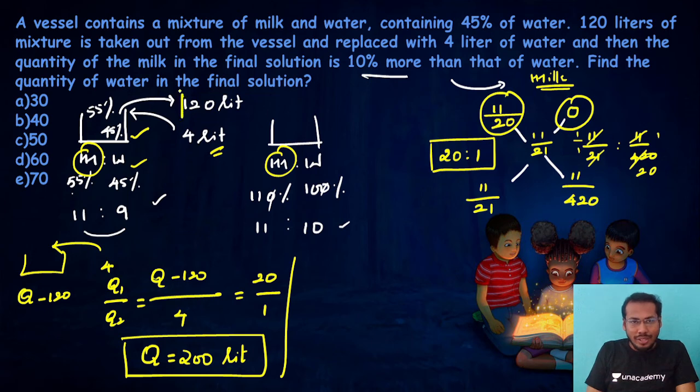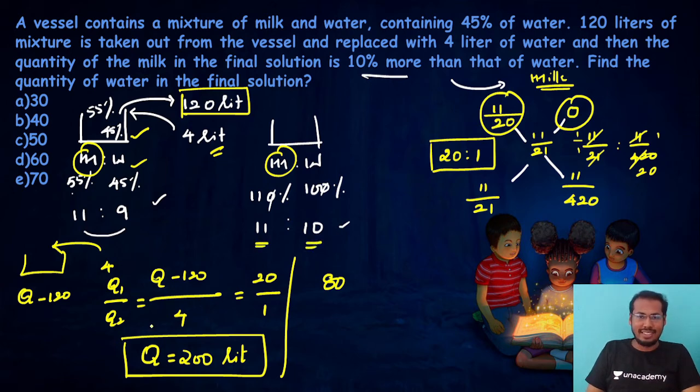I am going to take 120 liters from the vessel. So if I take 120 liters, the remaining is only 80 liters. I need to find this 80 liters. That is why I found this quantity. From 200 liters, 120 liters is taken, so the remaining is only 80 liters. So from this 80 liters, what do we need to do? Look at this. The final resultant is 11 is to 10. They are asking, find the quantity of water in the final solution.